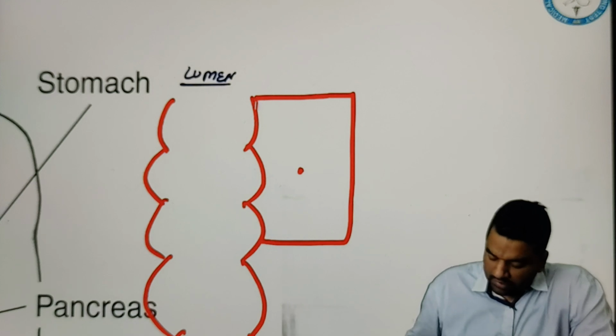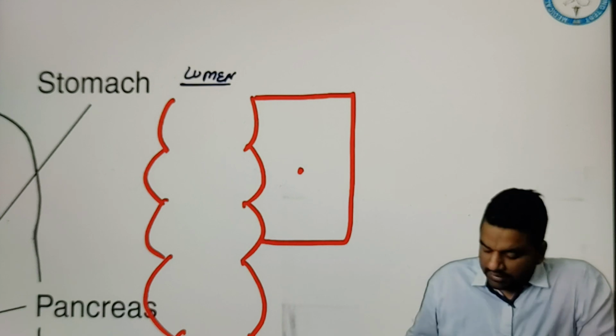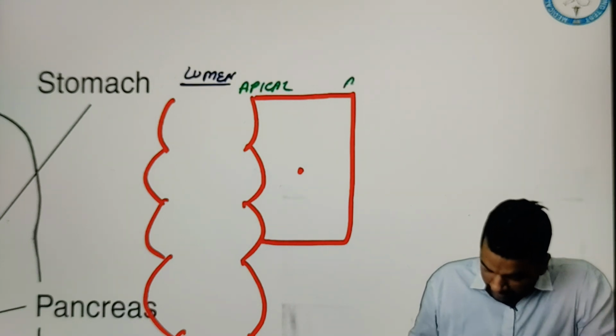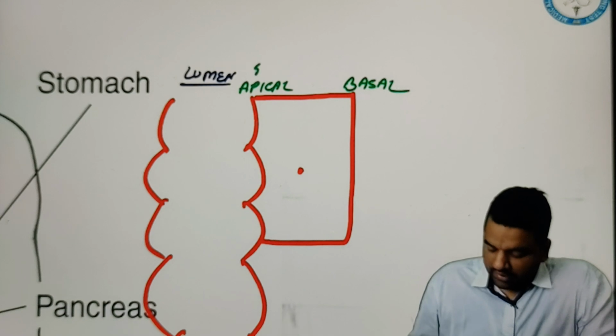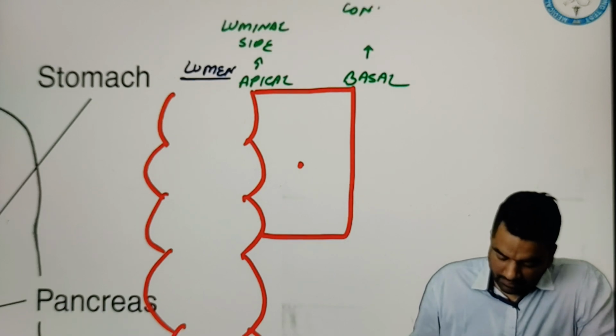This cell has four walls. One wall is here, one wall is here, one is here, one is here. The wall which is present towards the lumen, we call the apical wall, and this wall we call the basal wall. The apical side we also call the luminal side, and this is called the contra-luminal side. Contra means opposite, so contra-luminal side.